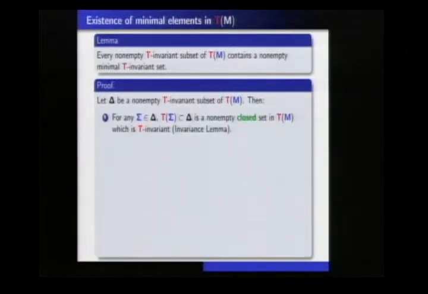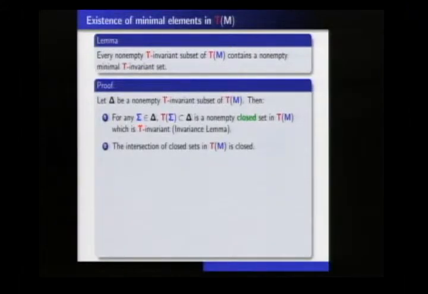Okay, so let's see. I'm going to prove a couple of properties of them. Look at T of M. That's inside of here. That's going to be a closed set in T of M, right? Closed just means, since we're in a metric space, that I contain all my limit points. And that's just the invariance lemma. So it's closed because it contains all of its limit points.